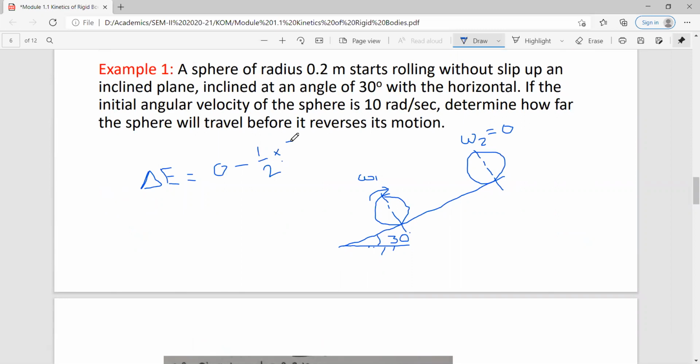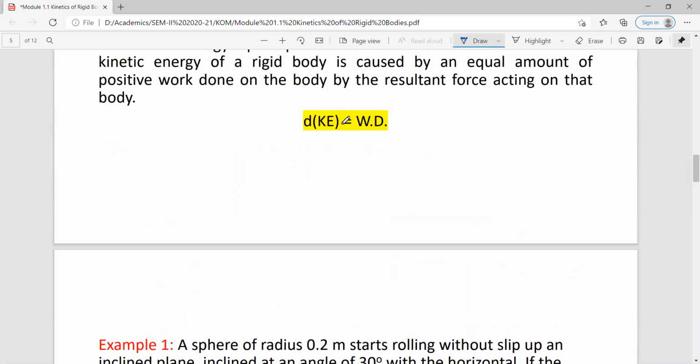It is the mass moment of inertia I into omega square. As it is the initial angular velocity, I will use omega 1, 1 half I into omega 1 square. In this way, you can calculate the change in kinetic energy. And this change in kinetic energy we have to equate with the work done during the movement of the sphere from position 1 to position 2.